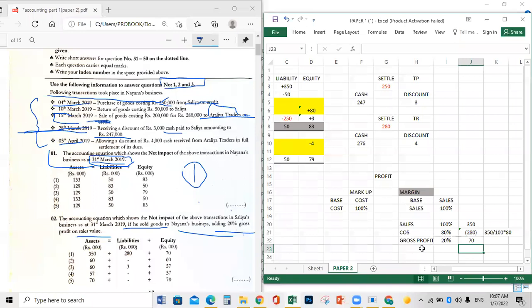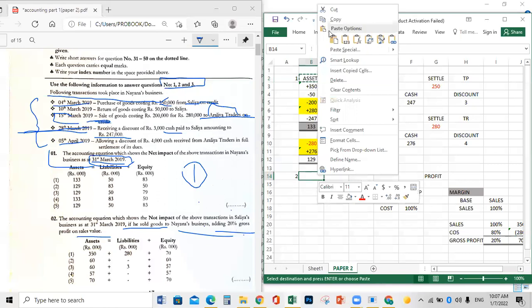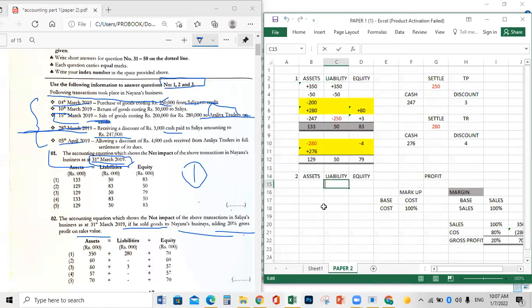Okay, are you all clear with that? Now see the next one. Now always think in the perspective of Salia. Don't think in the perspective of Nayana, because now they specifically ask what is the net impact on Salia's business. So now you should think as Salia. You're selling goods to Nayana, and the selling price is 350. For Salia, Nayana is who? Debtor, trade receivable. Yes, for Salia, Nayana is a trade receivable because they have sold goods on credit.